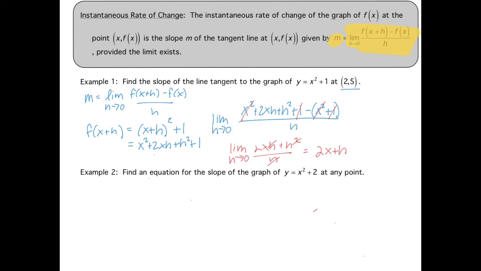So as h goes to 0, this guy goes to 0, I basically plug in 0. That's what we do with limits, right? I find out that the general equation of my slope is 2x. But for the slope at the point 2, 5, I have to plug in 2 for x, and I find out that my slope is 4. And that's my answer to the slope of the line tangent to the graph at that point.